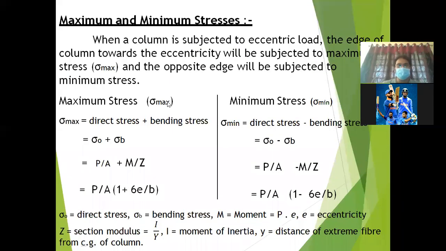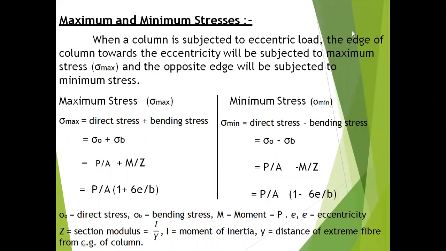Okay, so this is how we are going to calculate the maximum and minimum stresses in the column. Please see it clearly. Sigma naught is the direct stress. Sigma B is the bending stress. M is the moment. E is the eccentric distance. Z is the section modulus. I is the moment of inertia, and Y is the distance from the extreme fiber to the center of gravity of the column.